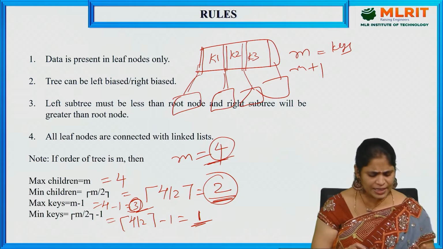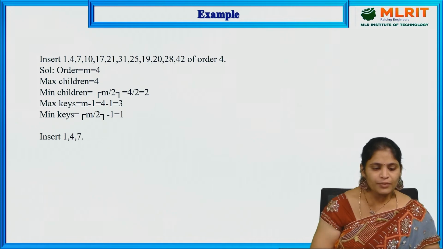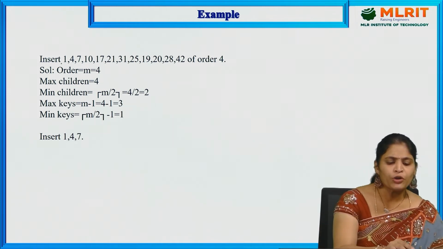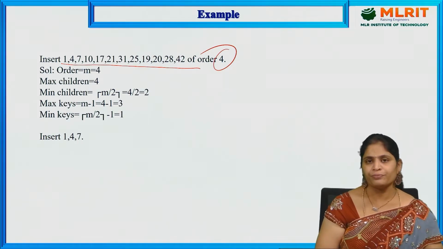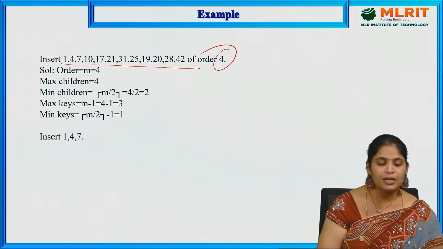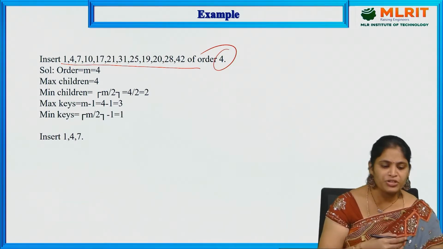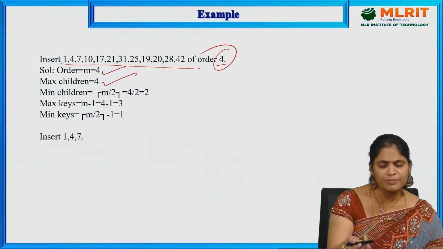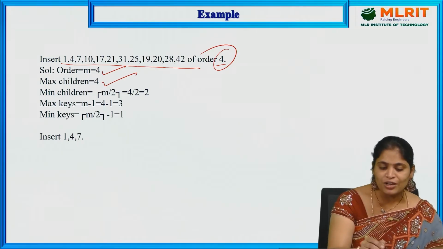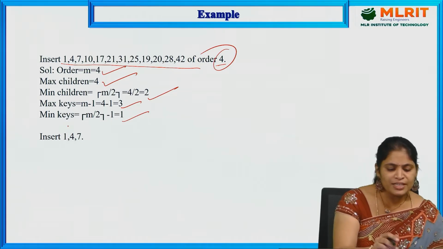Okay. Let us deal with these things using a simple example. Here I want to insert these many elements into a tree of order 4. By considering the above rules which I have mentioned, order m is equal to 4, maximum children must be 4, minimum children ceil of m by 2, that is 2, maximum keys 3, minimum keys 1. So, let us insert one by one.